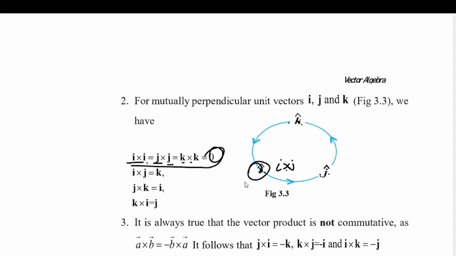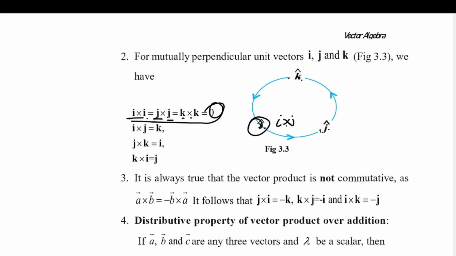Alright. It is always true that the vector product is not commutative as we showed earlier on. Therefore, A cross B is equal to negative B cross A, and it follows that J cross I is equal to negative K. If they are not the same, then we are saying that J cross I, when we make an inverse movement from here, J cross I, then we are going to have negative what? K. We are making an inverse movement. So we are going to have negative K.